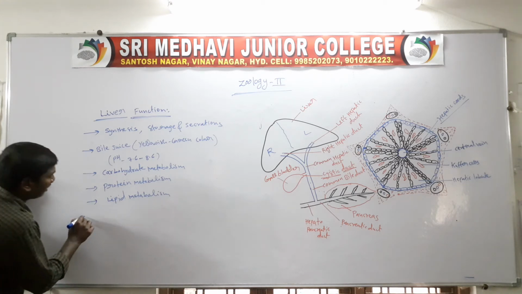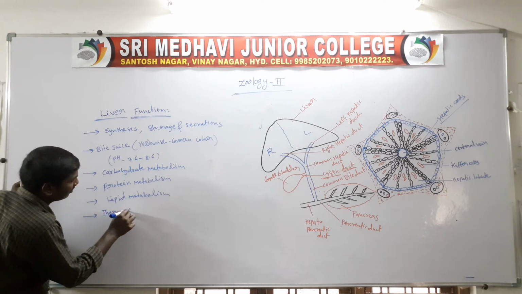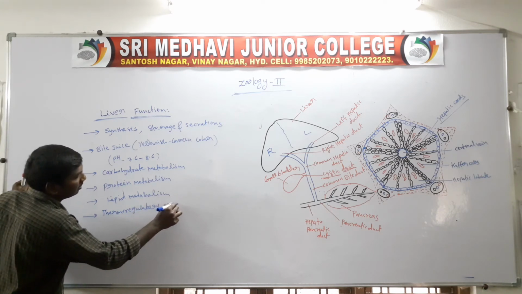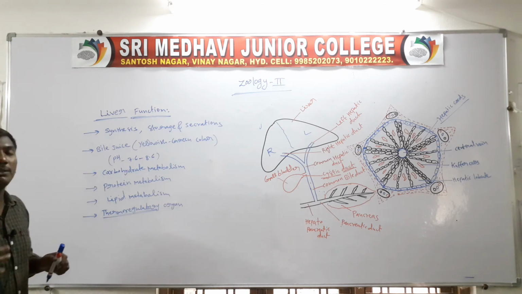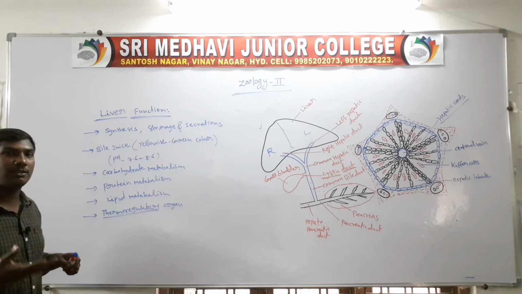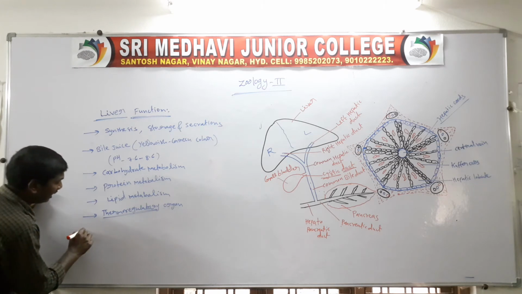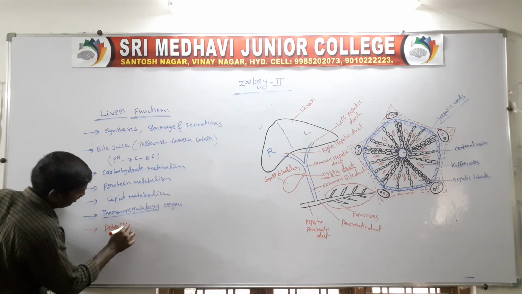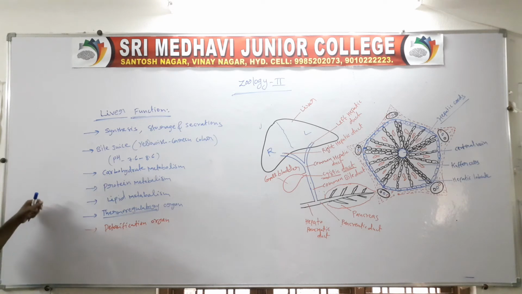Next one, the liver is also called a thermoregulatory organ. Thermoregulatory organ means they produce heat for the body. Next one, the liver is also called a detoxification organ.